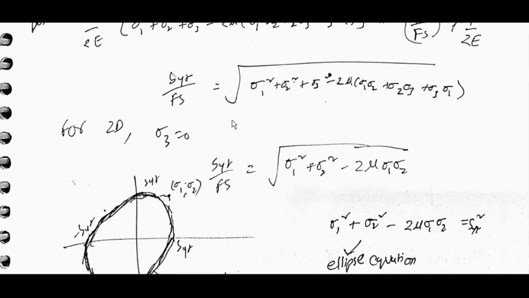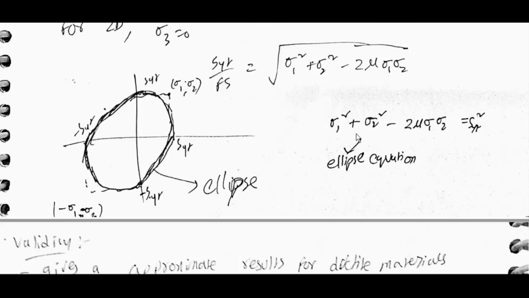SYT by Fs is equal to root of sigma 1 square plus sigma 2 square plus sigma 3 square minus 2 mu into sigma 1 sigma 2 plus sigma 2 sigma 3 plus sigma 3 sigma 1. For 2D, sigma 3 is equal to 0. SYT by Fs is equal to root of sigma 1 square plus sigma 2 square minus 2 mu sigma 1 sigma 2.